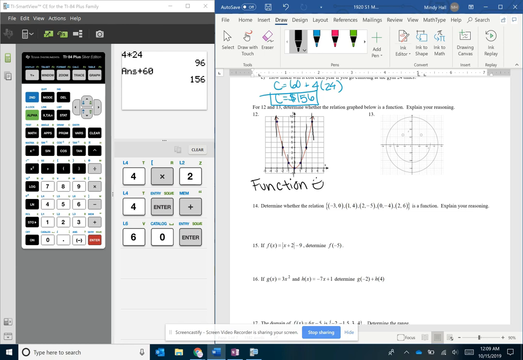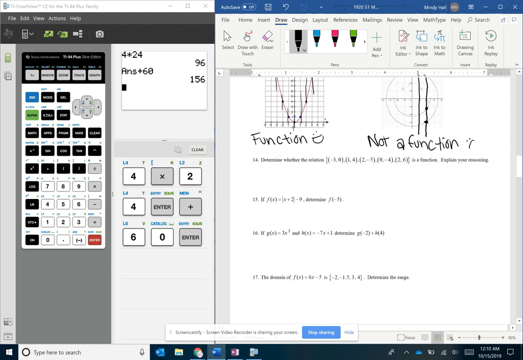There we go. Now, if you look at Mr. Smiley Face guy in number 13, though, when I draw vertical lines, notice I'm hitting more than one thing at a time. I'm hitting right here, I'm hitting here, I'm hitting right here. And that happens a bunch of times with this smiley face. So because I'm hitting more than once, this is not a function. So even though he looks like he's happy, he's not.